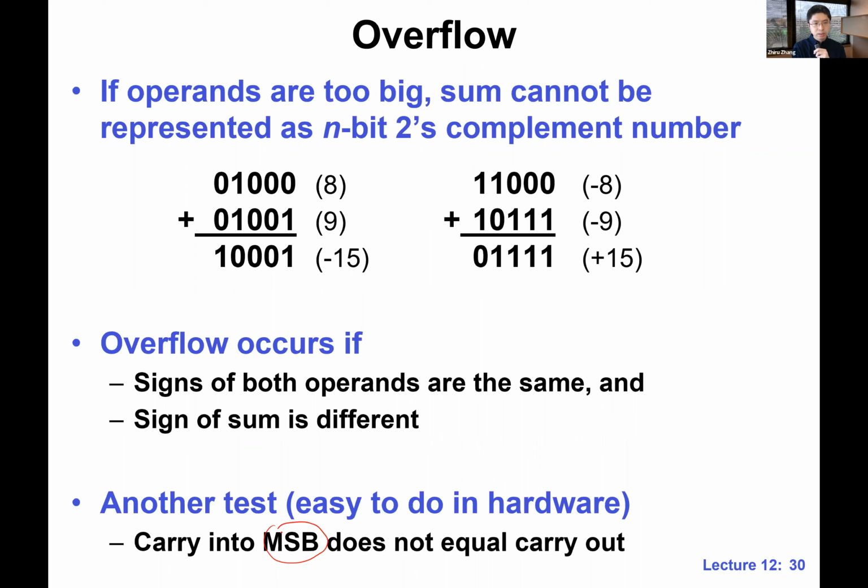Any questions on when we have overflows? How does overflow occur? It's really about being out of range. Certain numbers are either too negative or too positive. They are too large to represent with this fixed size representation.